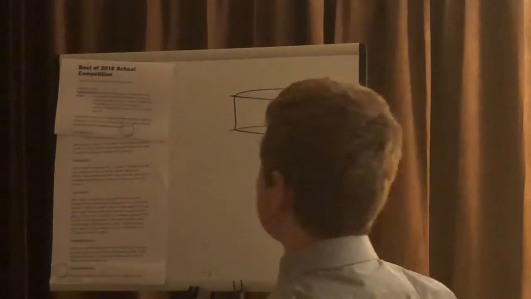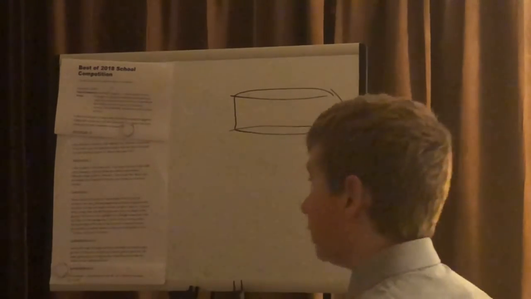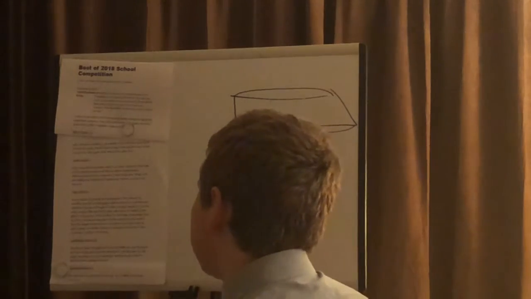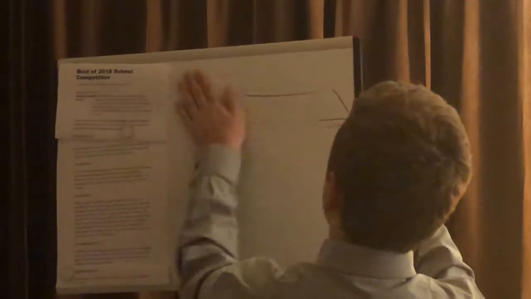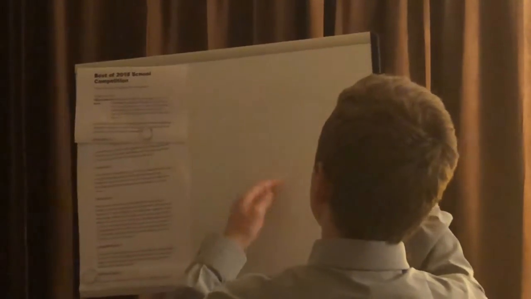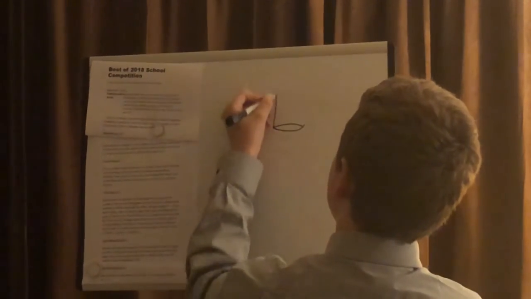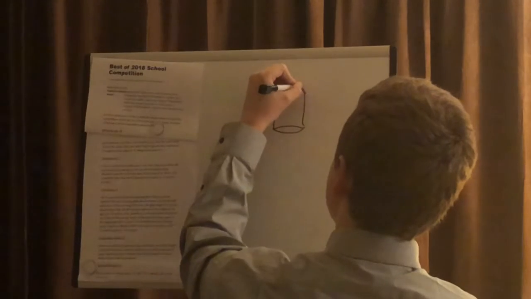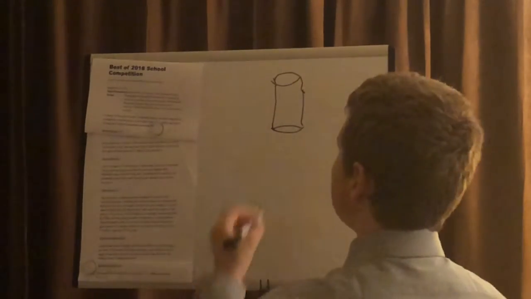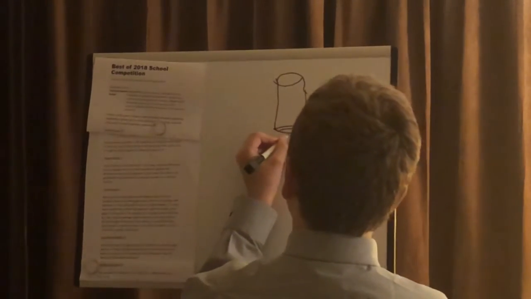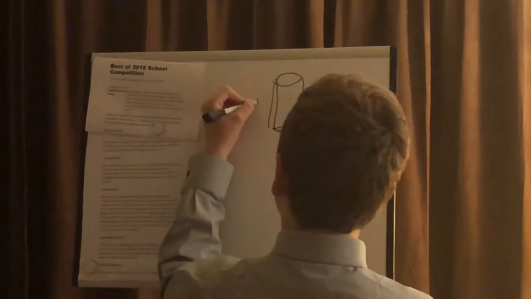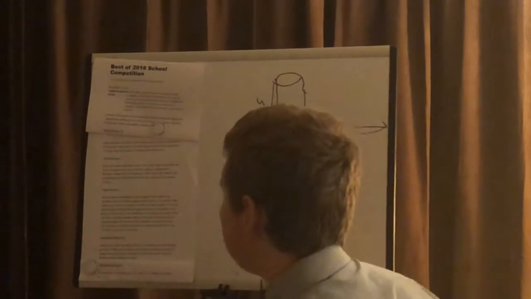And this is, of course, not to scale. That doesn't even really look like a cylinder. But it is of diameter... Actually, that's really not going to be at all a helpful thing. It's going to look more like this: diameter of 2, height of 4. Okay.